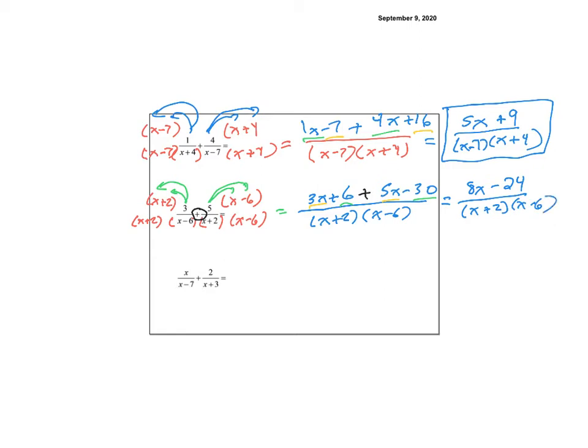And then if you notice up there in the numerator, you can pull out the GCF, and that numerator up there is an 8. So if you take an 8 out of there, 8 times what is 8x? It'd be an x. 8 times what is a minus 24? It's a minus 3. Everything is as simplified as it can get. All right, we're going to skip this last one.